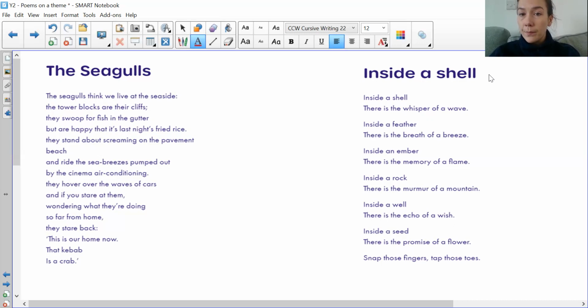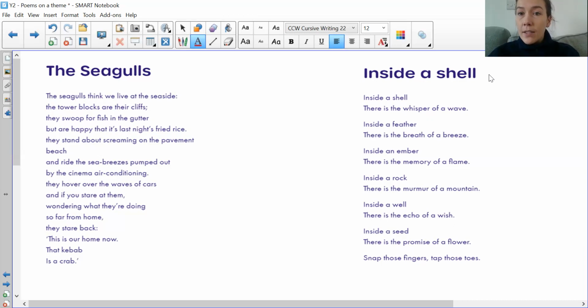And in the second one, we've got Inside a Shell. And I love this one because I really love it when you put a shell to your ear and it does sound like the ocean. It's really nice and relaxing. So Inside a Shell. Oh, and this poem also has some really nice examples of alliteration, which I'm going to explain to you in a second.